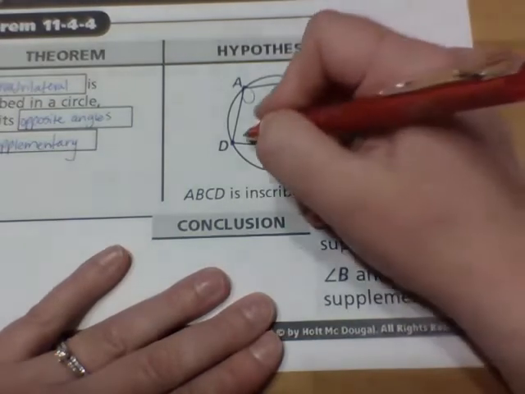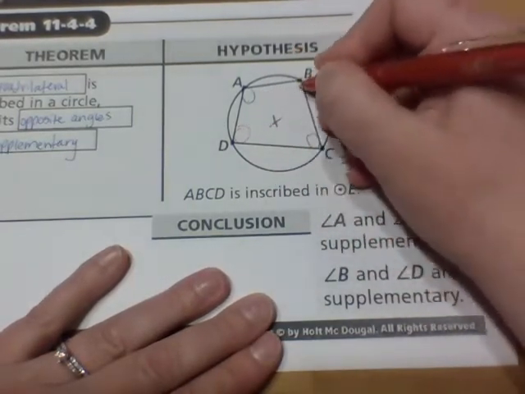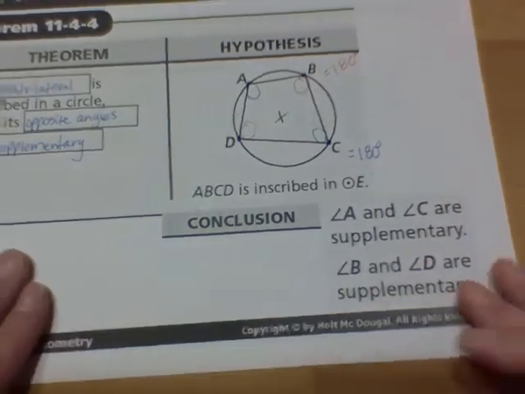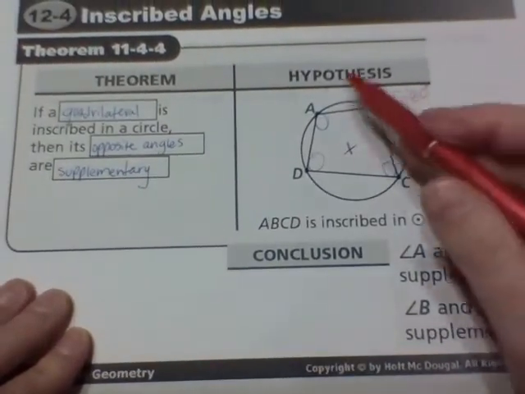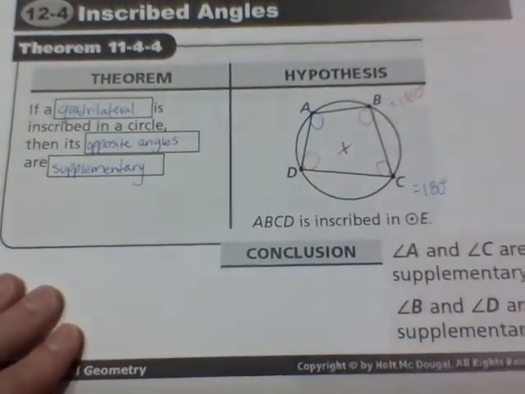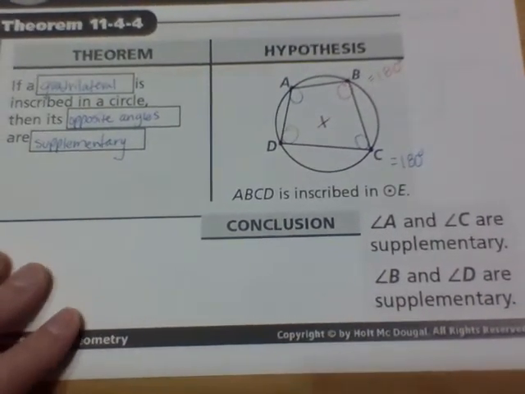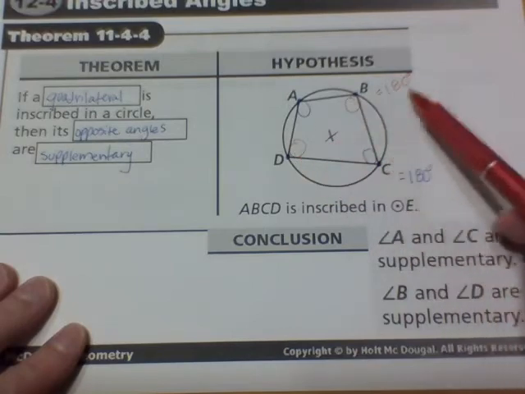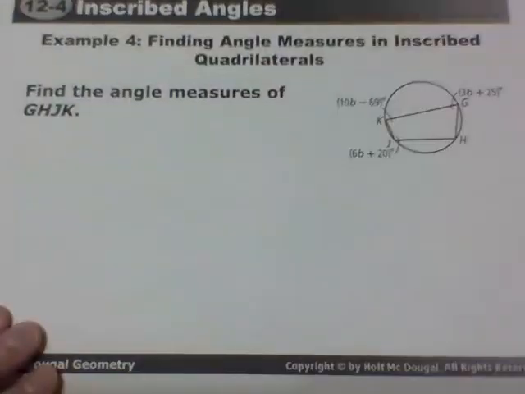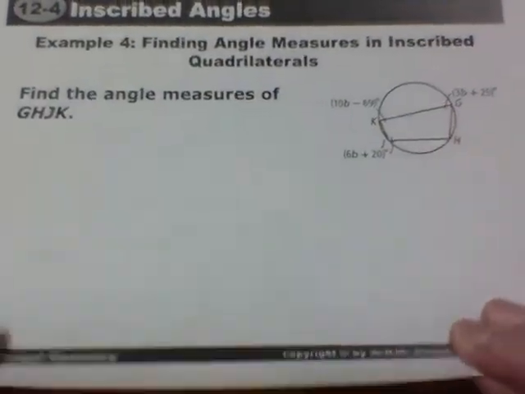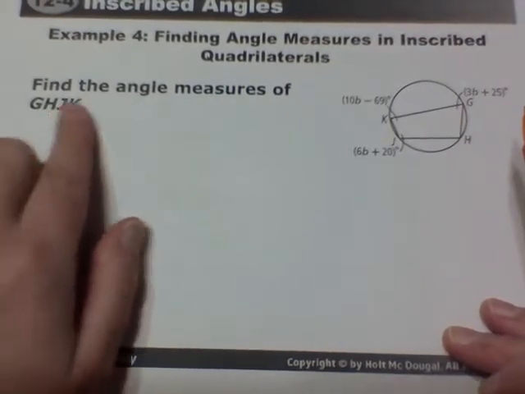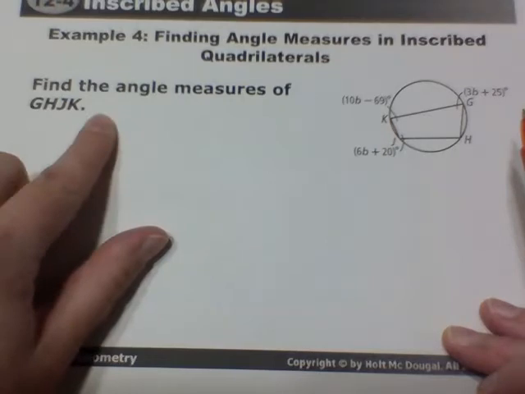We also know that D plus B is 180 degrees as well. Of course, they would all add to 360 like any other four-sided shape, but for specific pieces here, the opposite angles are supplementary. So our last example goes ahead and uses that idea. And so, for instance, we need to find all of the measures, G, H, J, and K.